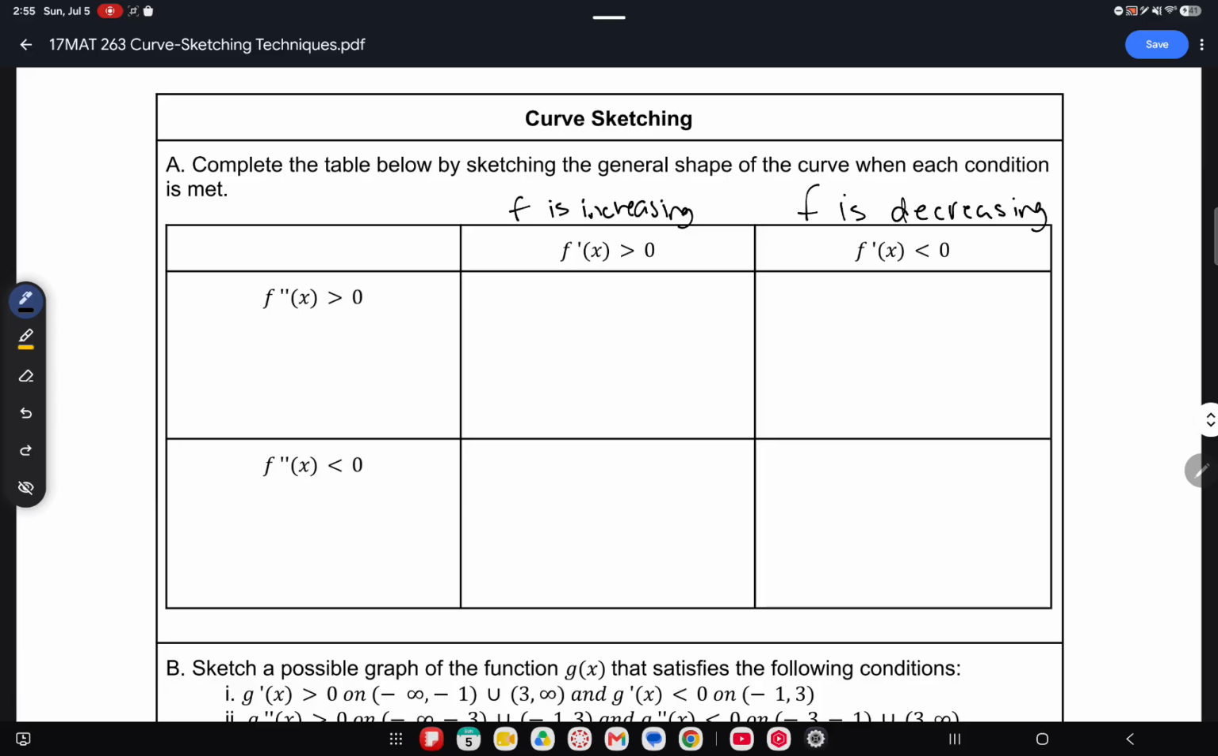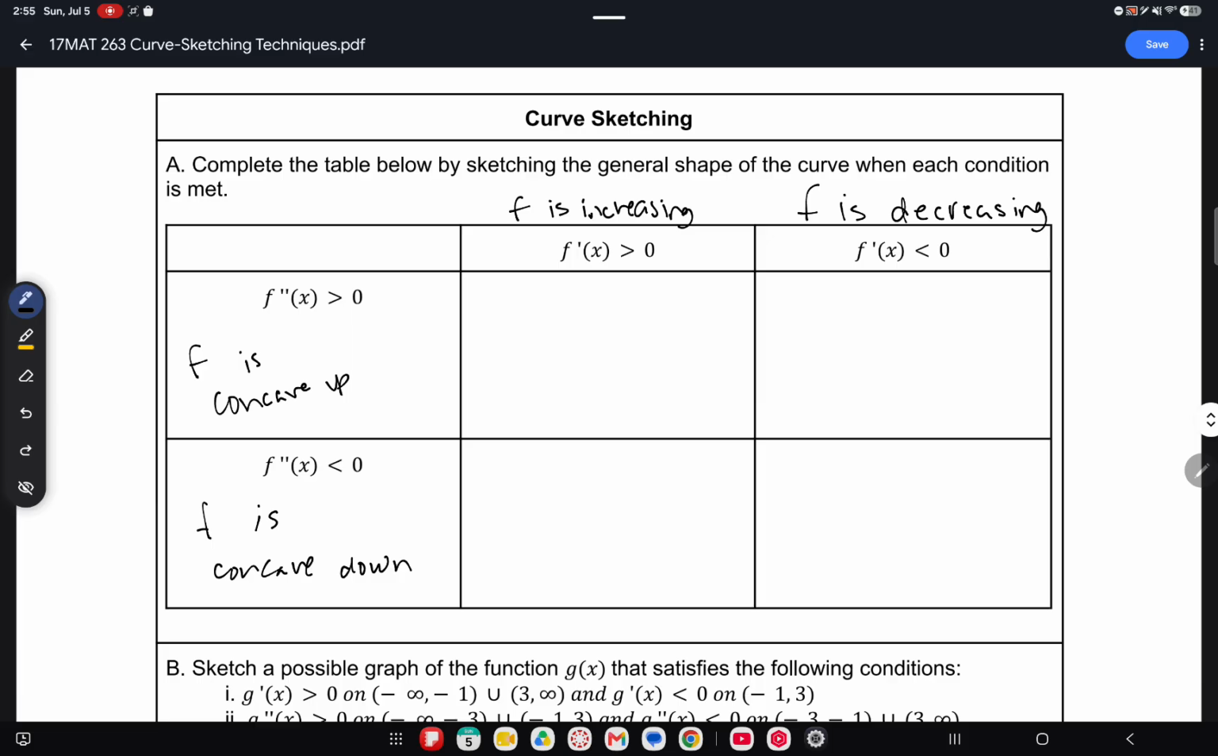And then the second derivative talks about the concavity, right? So this means our original function is, if the second derivative is positive, then the original function is concave up. And if the second derivative is negative, then the original function is concave down. So let's see if we can draw that.